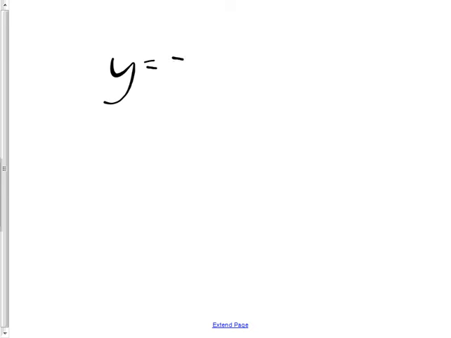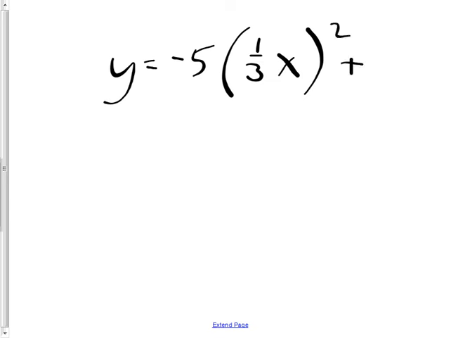Let's say you had negative 5 times the quantity 1/3 x, squared, plus 8. And they said, name the changes that were made to the parent function, and in the order they would have to be done. Since there are 1, 2, 3, 4 changes, give it a shot. I'm going to pause for a second while you see if you know the correct order on this, and the right way to say it, too.